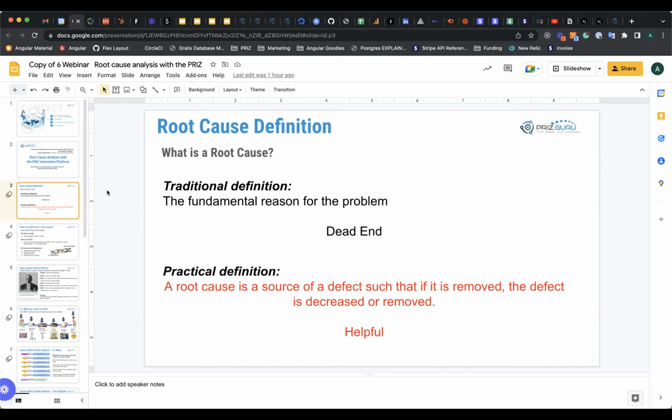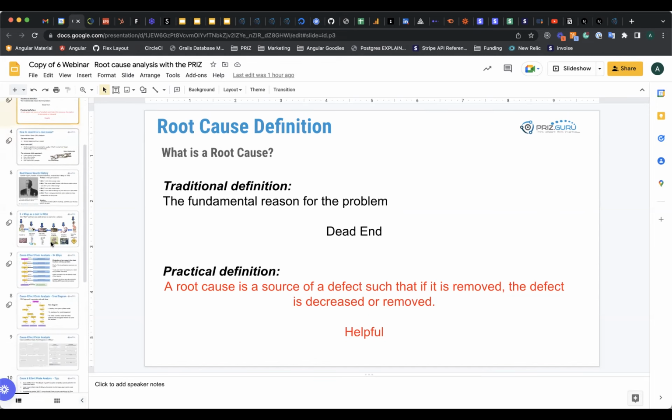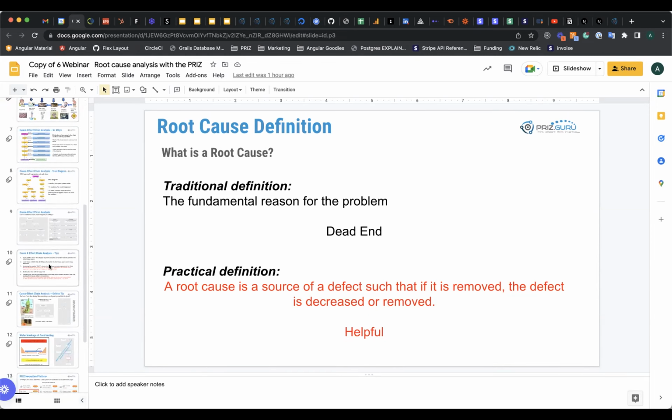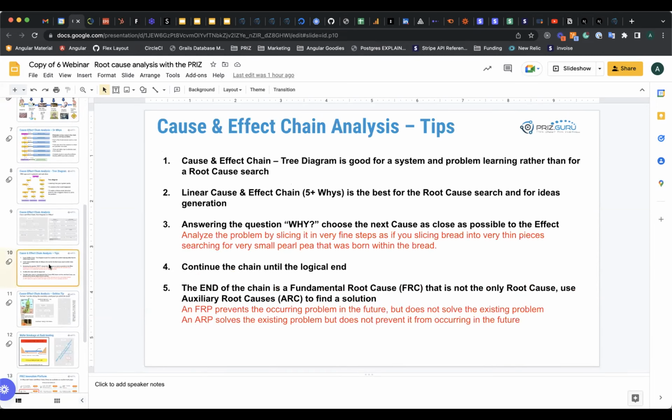By the way, this definition is from Cambridge. I'm not removing our responsibility. But yeah, I understand. But again, you should create a long chain.